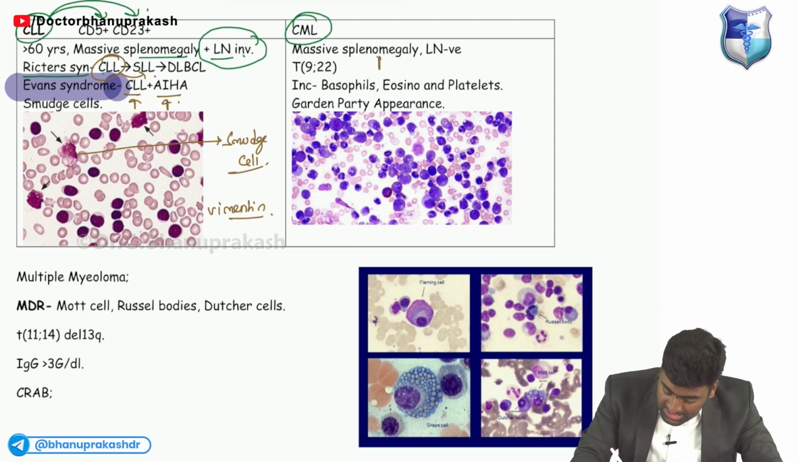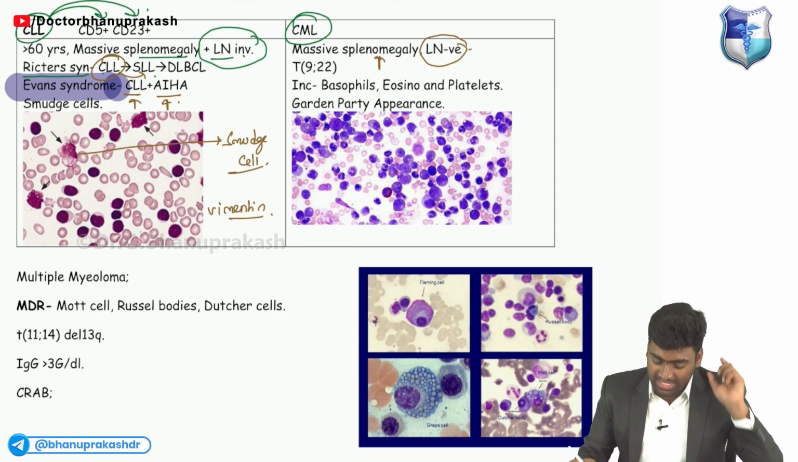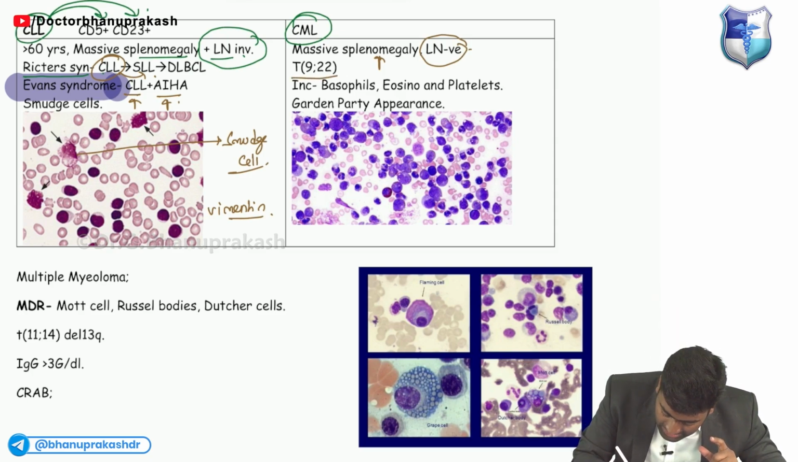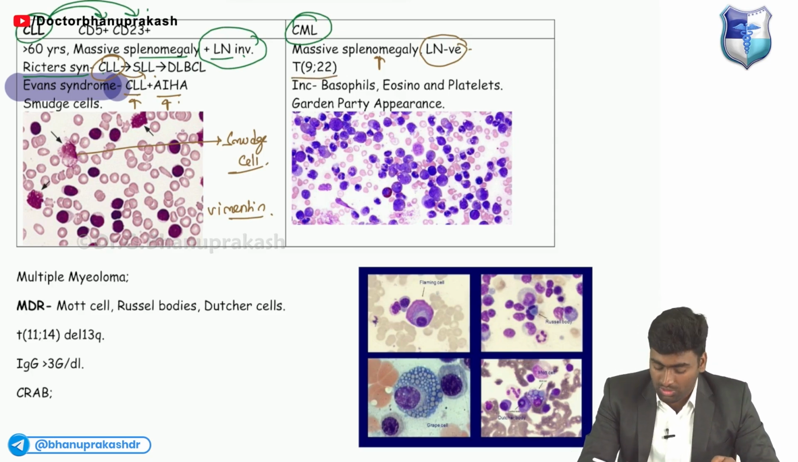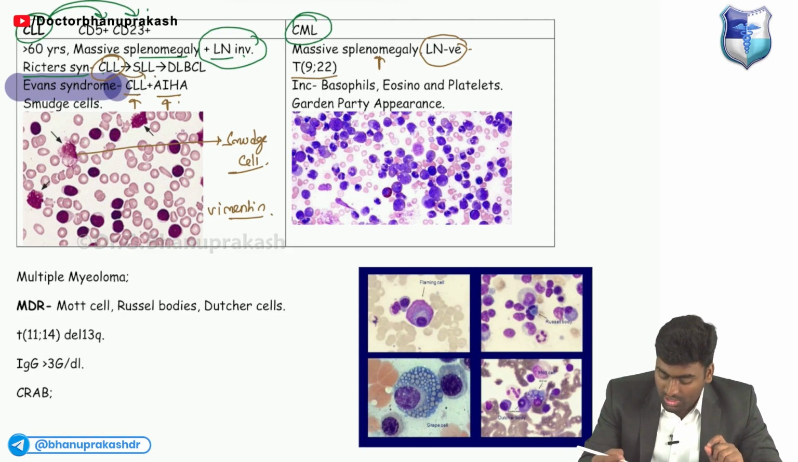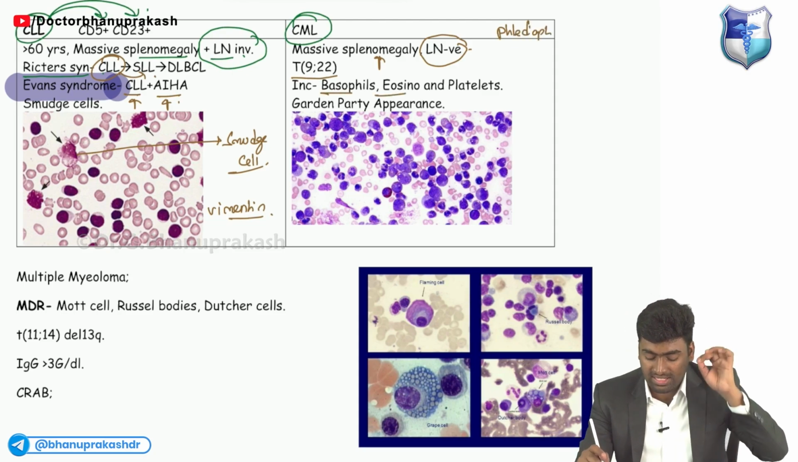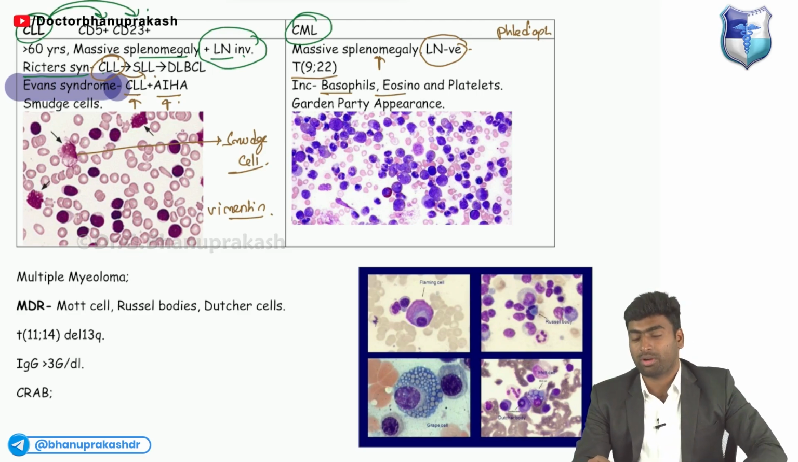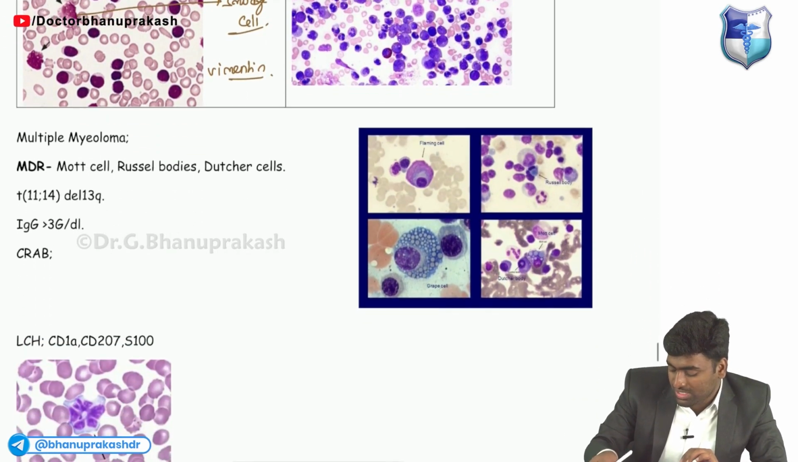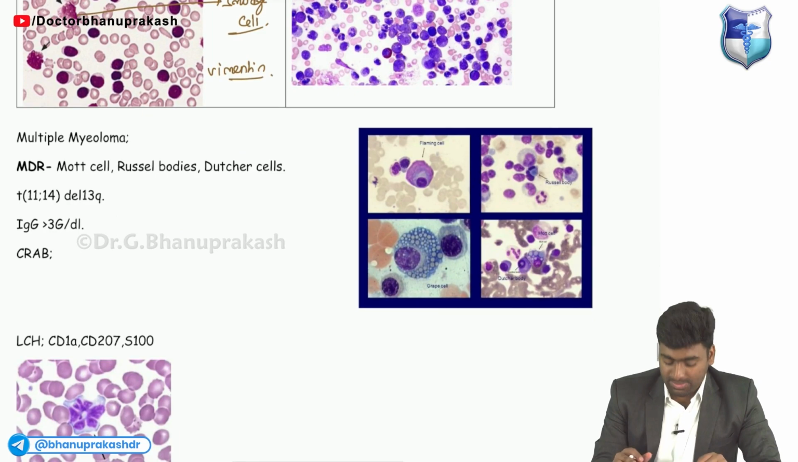Smudge cell. Okay. Then in CML, I told you, you will be able to see massive splenomegaly and lymph nodes will be absent. And here the catch point is translocation 9;22, which is the BCR-ABL fusion. Okay, Philadelphia chromosome. Okay, and there will be increase in all the lineages, which causes the garden party appearance.